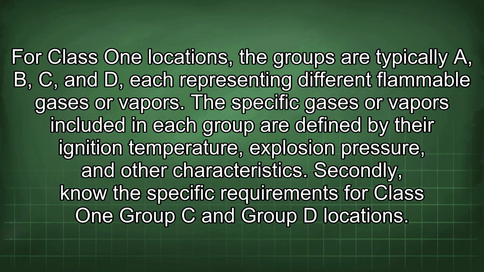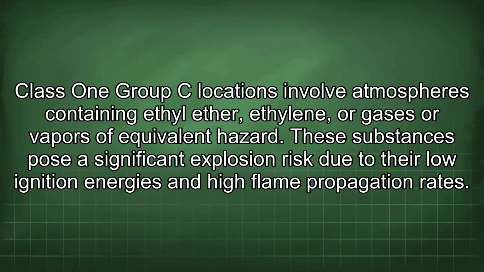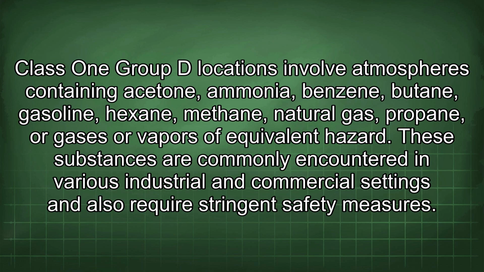Secondly, know the specific requirements for Class 1 Group C and Group D locations. Class 1 Group C locations involve atmospheres containing ethyl ether, ethylene, or gases or vapors of equivalent hazard. These substances pose a significant explosion risk due to their low ignition energies and high flame propagation rates. Class 1 Group D locations involve atmospheres containing acetone, ammonia, benzene, butane, gasoline, hexane, methane, natural gas, propane, or gases or vapors of equivalent hazard. These substances are commonly encountered in various industrial and commercial settings and also require stringent safety measures.